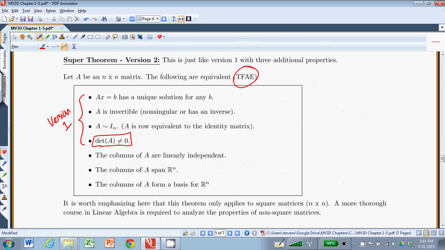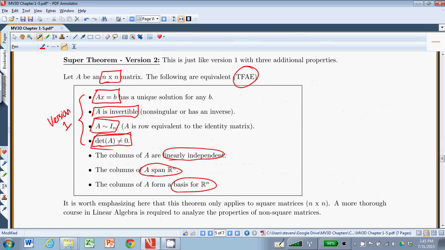If the determinant of a matrix A, and this is a square matrix, n by n, is not 0, then we get a unique solution for any matrix equation of this form. The matrix has an inverse. It is row equivalent to the identity matrix. So we had those in version 1, but now we also know the columns are linearly independent, the columns span Rn, and the columns form a basis for Rn. So if you get any of these, you get the remainder.